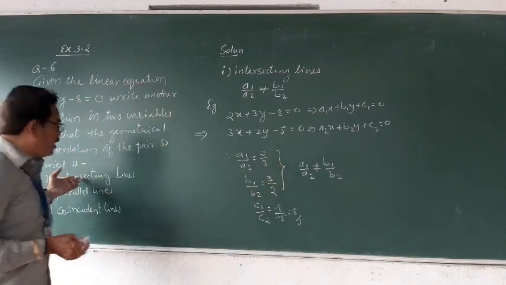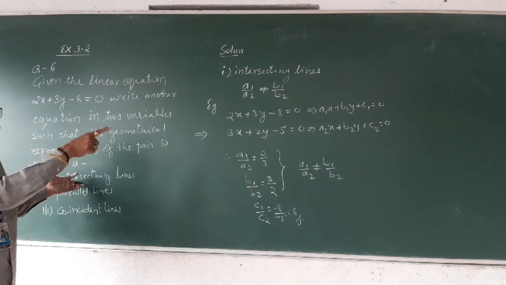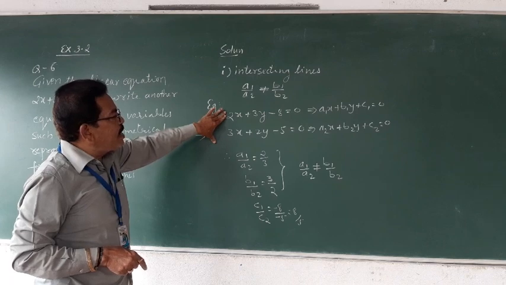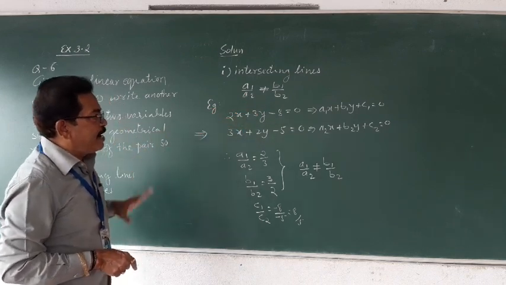condition, that is intersecting lines will be obtained if we plot the graphs of these two simple linear equations in two variables. Okay, next write down.